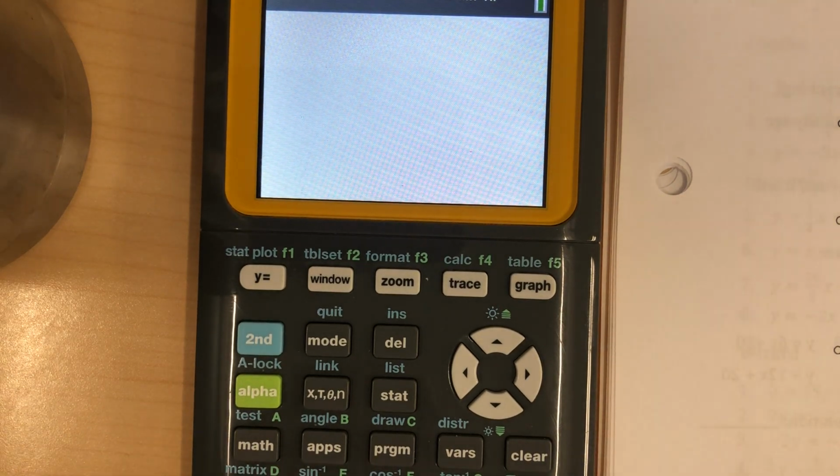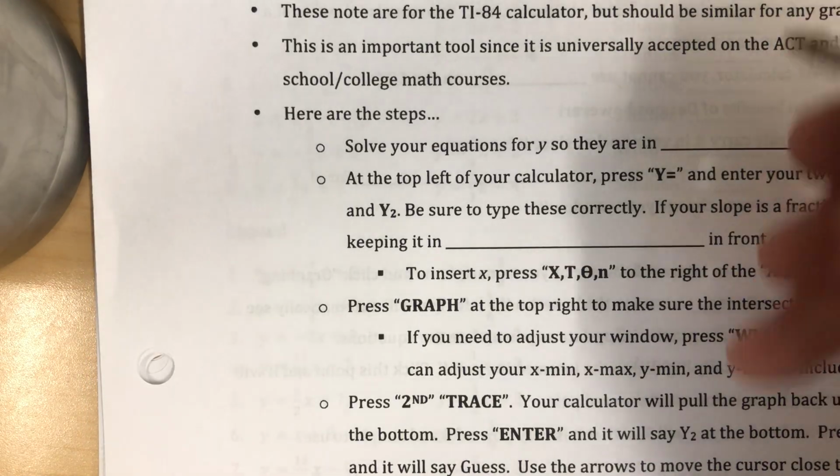So the first thing you're going to want to do is solve your equation for y so that they are in y equals mx plus b form. And I'll put my note-taking guide right here. So they need to be in y equals mx plus b form.